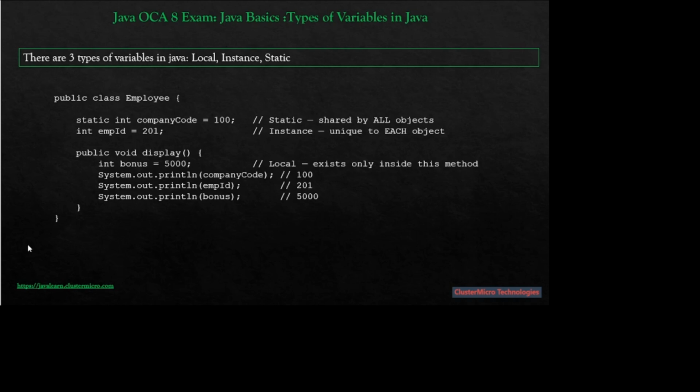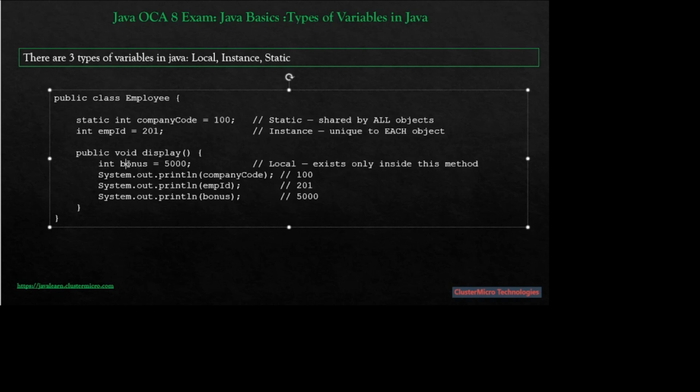And a static variable, how long does it last? It lasts until the program ends, and has a default value of 0, right? Static variables last until the program ends. And local variables last as long as you are within the curly braces. After the curly braces, it is gone, it's not visible, right? So these 3 are the various kinds of variables available here. Here, this is a static variable, this is an instance variable, this is a local variable, and we are printing all 3.